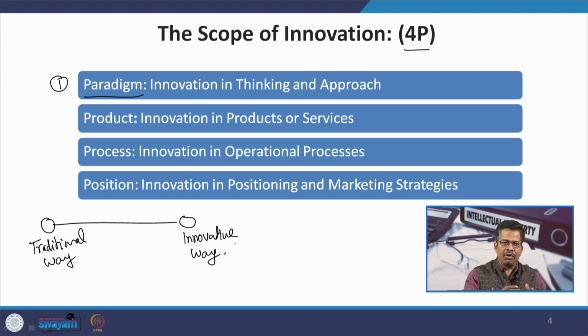In a normal situation, in a traditional situation, we all used to think earlier a degree course can only be offered in a classroom environment, brick and mortar classrooms. But now, in innovative way of thinking, we are able to offer a full degree in online mode also. So, this is a paradigm shift.